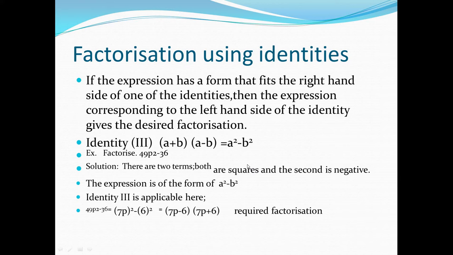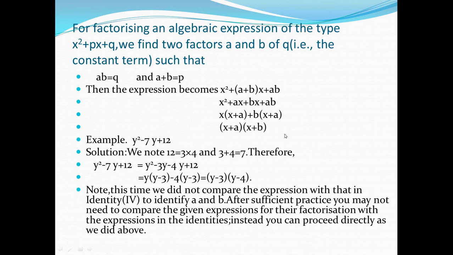So, 49p square minus 36 can be written as 7p to the whole square minus 6 to the whole square. So, we can rewrite it as 7p minus 6 multiplied by 7p plus 6. That is the required factorization. Let us move to the next slide.